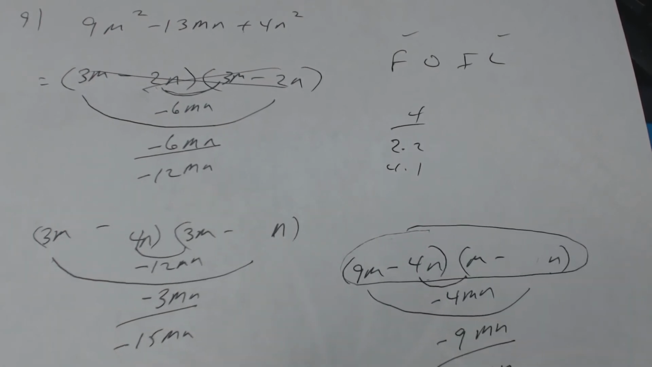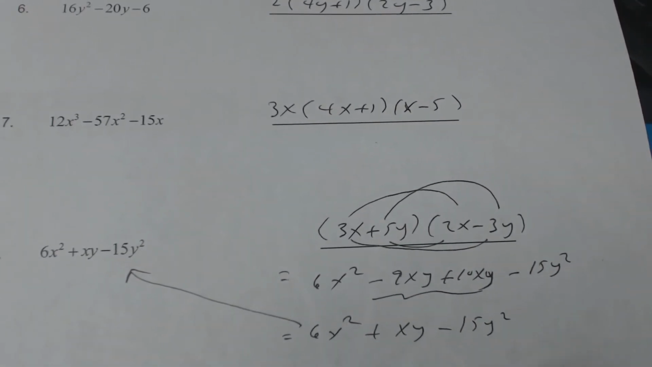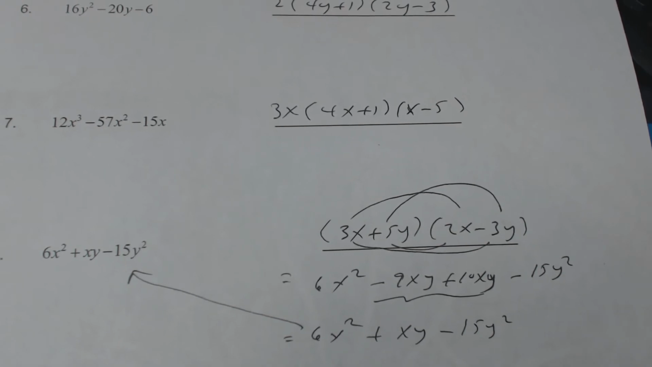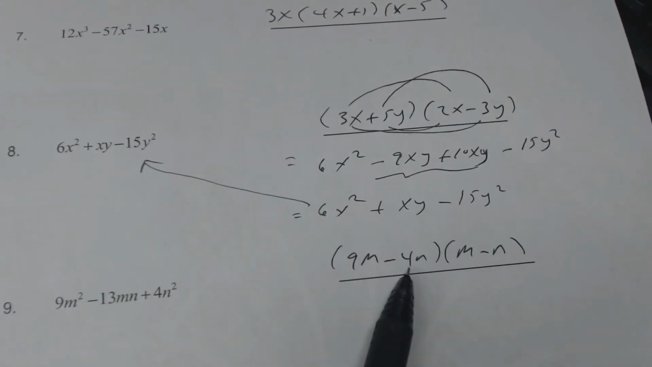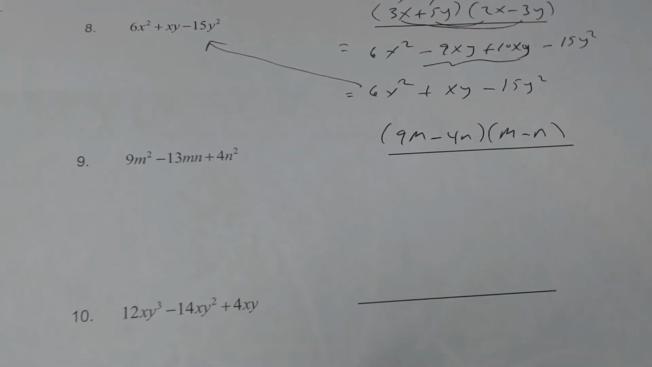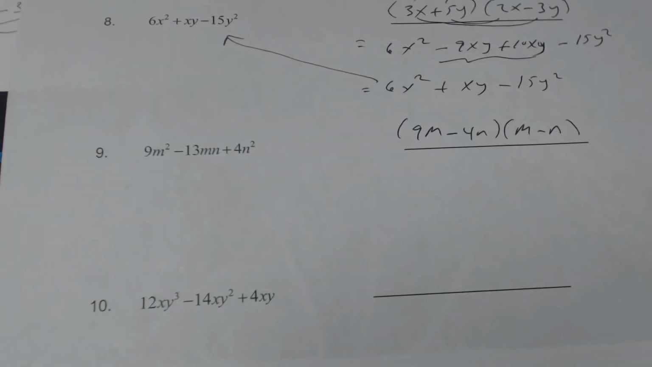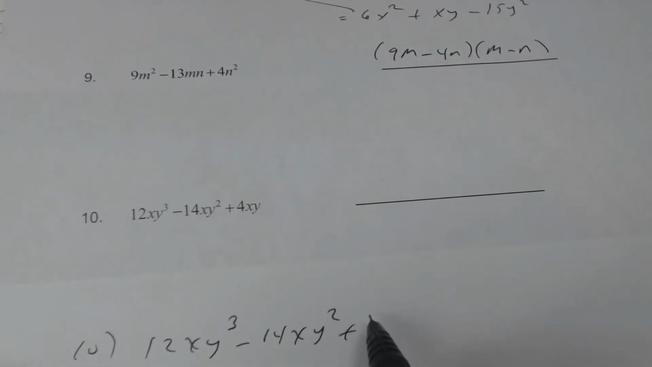All right. So in number 9, we're going to say 9m minus 4n times m minus n. Oops, right here. 9m minus 4n times m minus n. So that's number 9. All right, and then finally number 10, we have 12xy cubed minus 14xy squared plus 4xy. Okay, so if you look at this, the GCF of the coefficients, 12, negative 14, and 4 is 2.